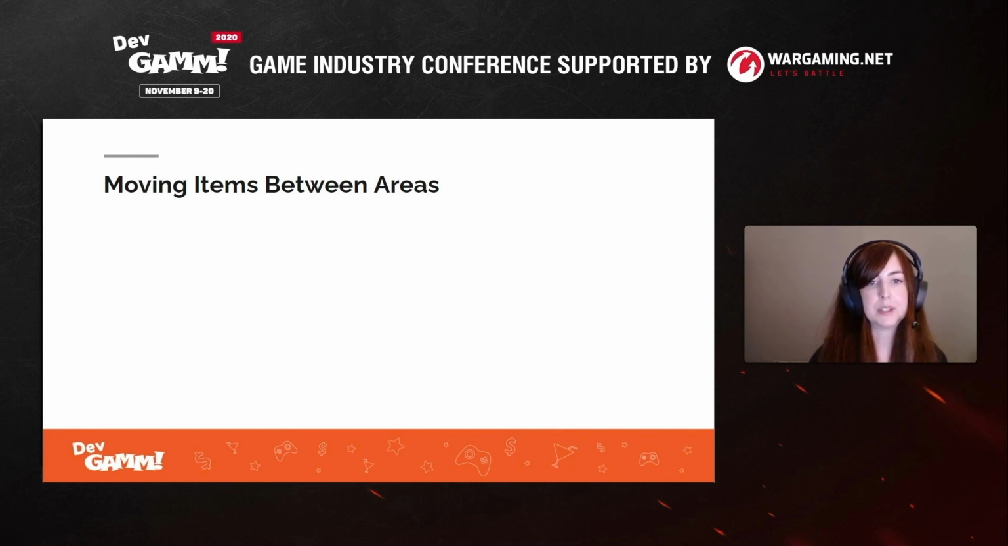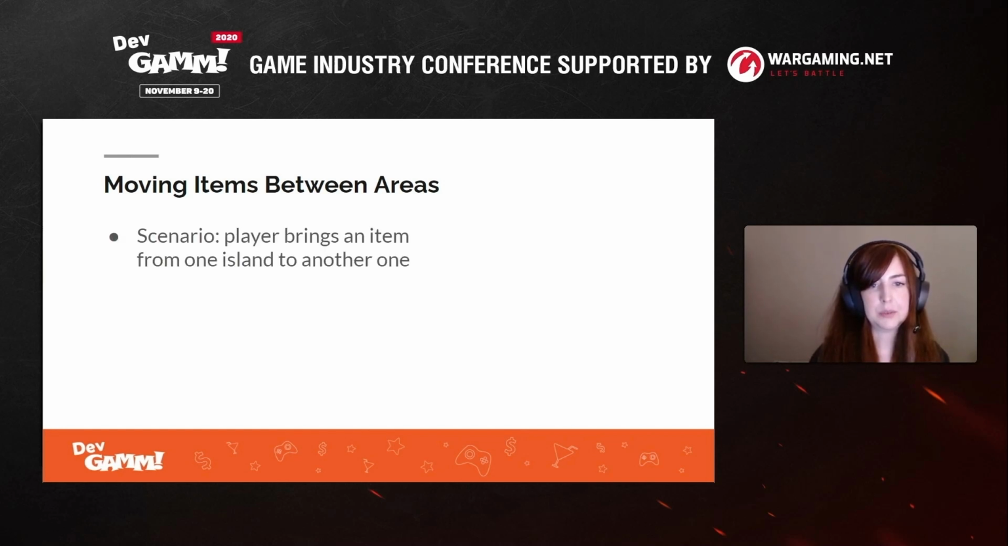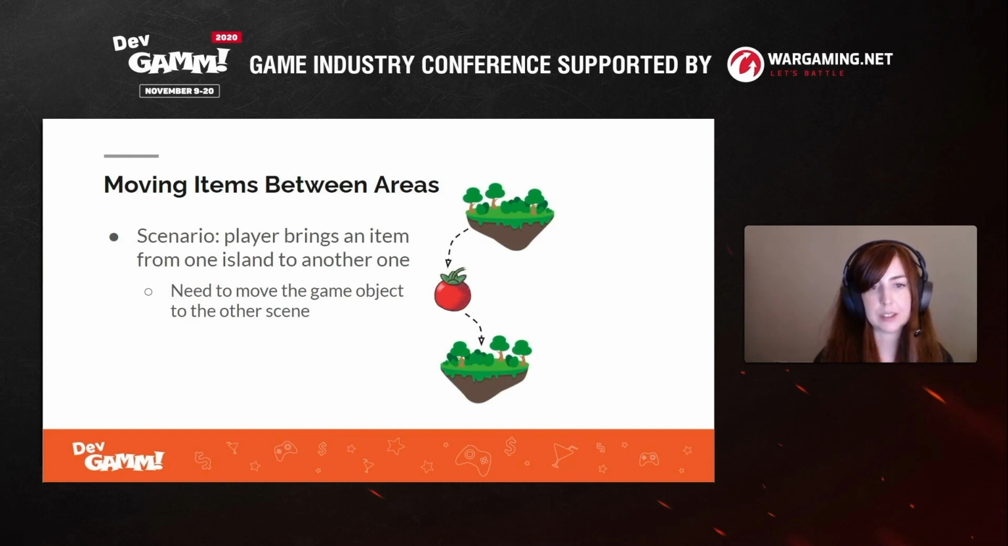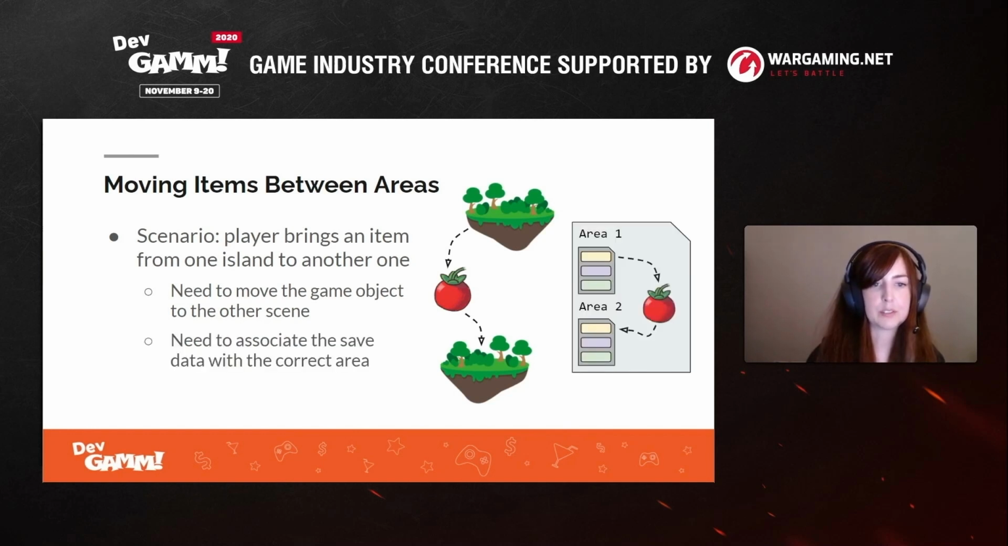But what if the player brings an item with them on their boat and goes to a different island? Then we have to move that game object from its original scene to the new scene. Otherwise it will get unloaded when the player gets too far away from the island and the scene gets unloaded. And we also have to make sure that we associate the item's save data with the new area. Otherwise it won't get spawned in the correct area.